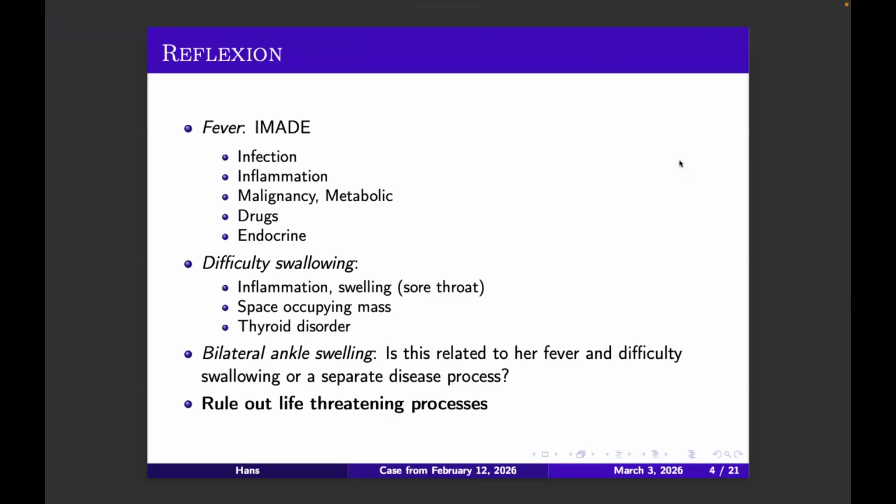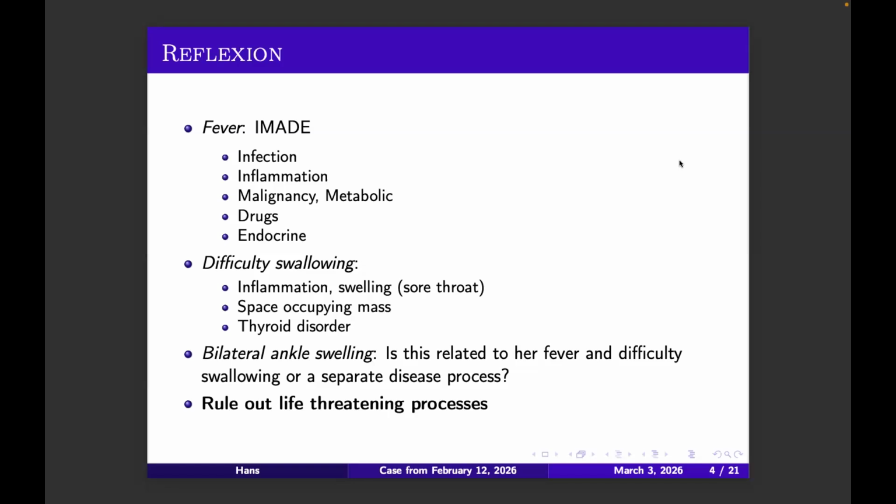For fever, we have our well-known IMAID, which is an infection, inflammation. It can be malignancy or metabolic derangement, but the patient could have taken drugs that increase the body temperature, or it could be an endocrine problem like a thyroid storm. The difficulty swallowing, a sore throat or pharyngitis, points towards inflammation in the throat. And there we have some red flags, such as maybe a space-occupying mass, or is it a thyroid disorder where the thyroid presses against the trachea and the pharynx?